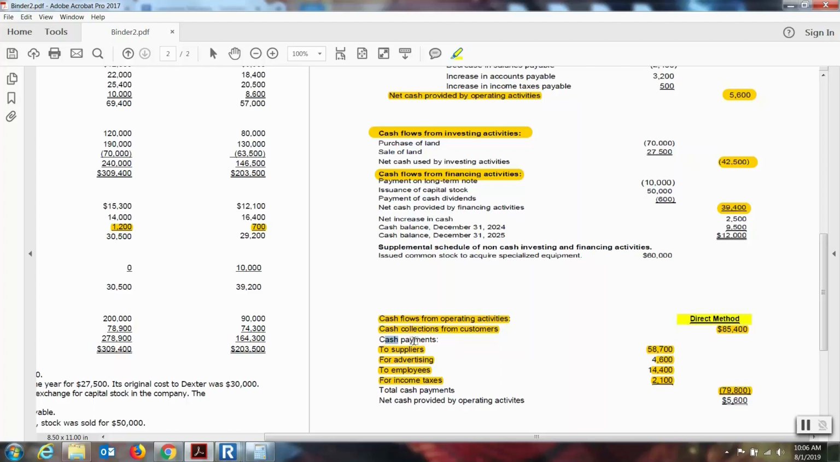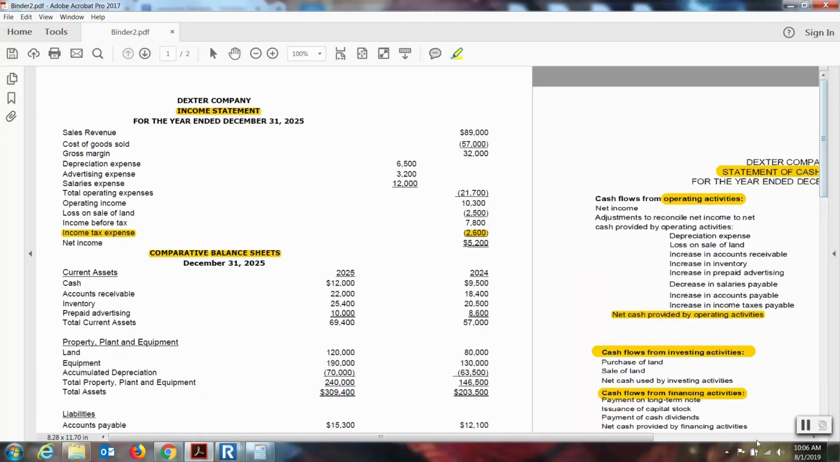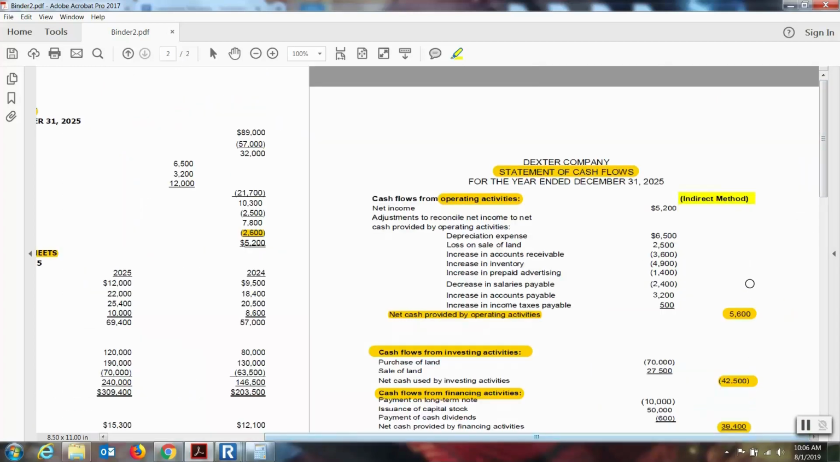These are inflows. Now we are calculating the payments or outflows, disbursements. Subtract that from the inflows. We get net cash provided by the activities of $5,600. If you go out and review the video that I have for you for indirect, you'll see that it was the same amount, $5,600 for operating activities. Note, this is just for the one section, the operating section.